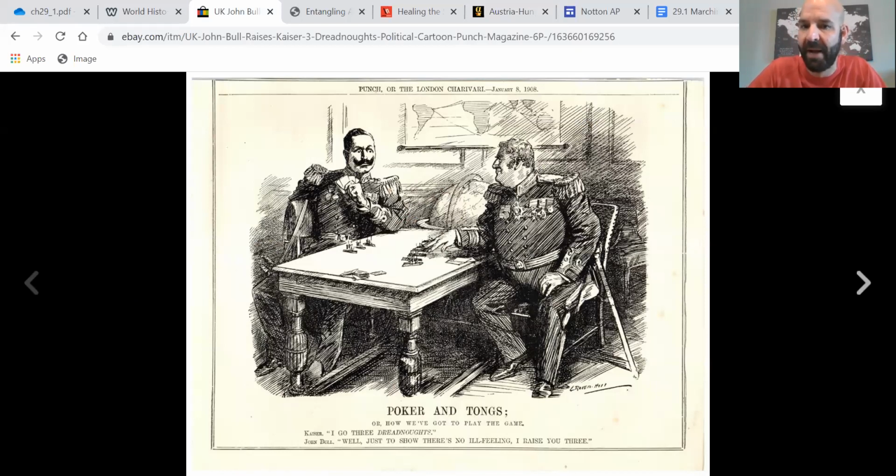They are talking about the naval arms race that is going on between the two nations. Germany has begun to build what are known as dreadnoughts, big battleships, huge gunboats, and they are challenging Britain's naval supremacy. And so the Kaiser says, I go 3 dreadnoughts. And John Bull, which is England, says, well, just to show there's no ill feeling, I raise you 3. Germany begins to build up its naval strength. Britain takes this as a threat, and they build up their naval strength as well.